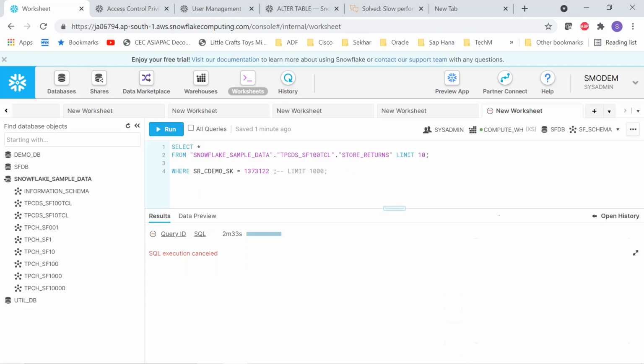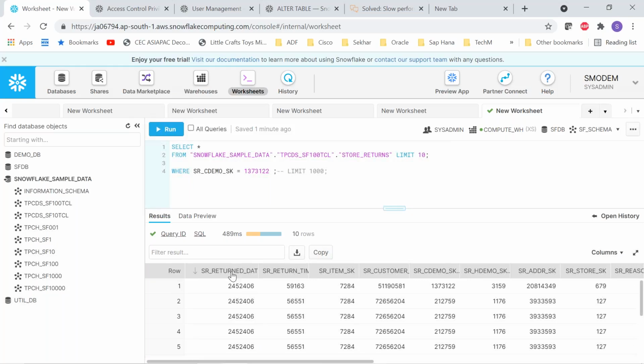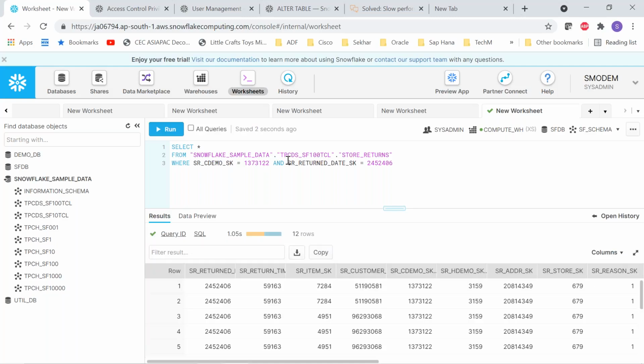Okay, let's go back, and then we'll say return limit. And return date SK is one of the keys, and this is the credit memo, 173122. So for this particular date, we are trying to get the credit memo. I'll run this query. See how much time it took? 1 second. If you have the proper keys, then it gets your data pretty fast.